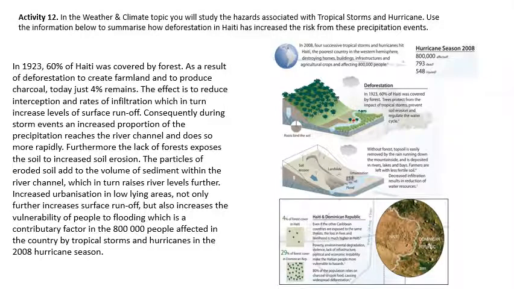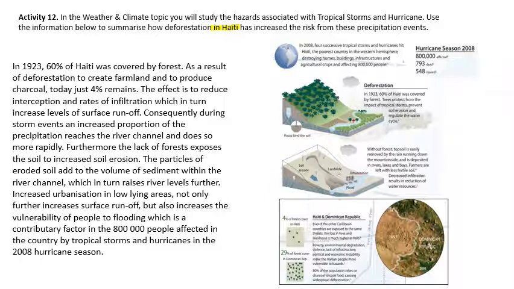Okay, so the final activity that you had to do was still about deforestation, but this time it was looking at a different location, so Haiti. You've looked at Haiti before in your tectonics unit, and you're going to come back again to think about Haiti when you do the weather and climate topic, because one of the topics within that topic is the idea of tropical storms and hurricanes. So this is what we call a synoptic topic.